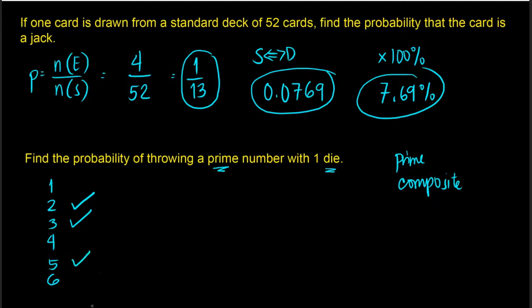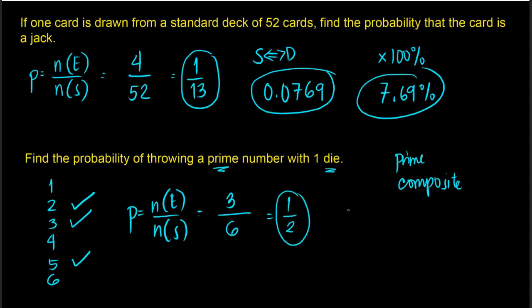Meanwhile, 6 is not because 6 is a multiple of 3 and 2. Therefore, guys, in our formula, you have n(E) over n(S). The number of events that you want to get is 3, all over the number of possible outcomes, which is 6. 3 over 6, in lowest terms, the fraction is 1/2.